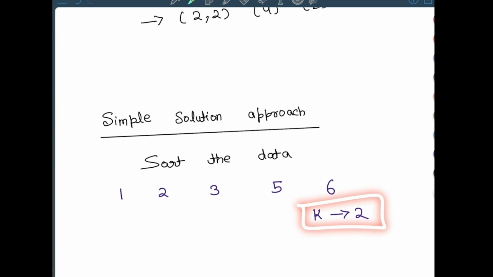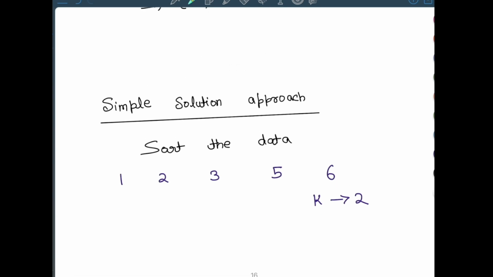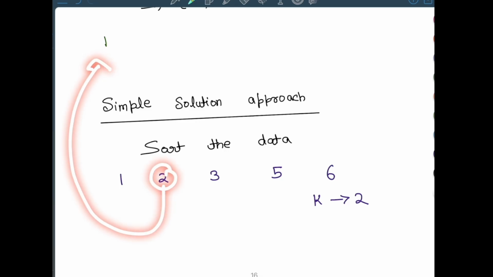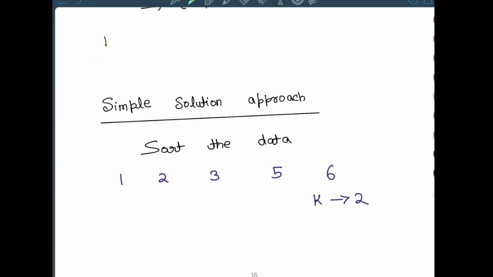The value of k is equal to 2. Now if I ask you to create the group, you would say okay, let me try to create the group. The first element in my group is going to be 1. That's the one we have, and this 1 is always going to be the minimum because the data is sorted. So whatever data is added to the group next is going to be more than 1, right? So this is my minimum.